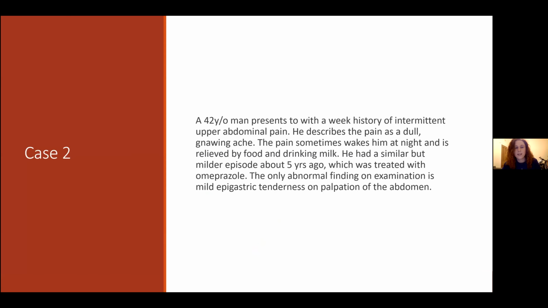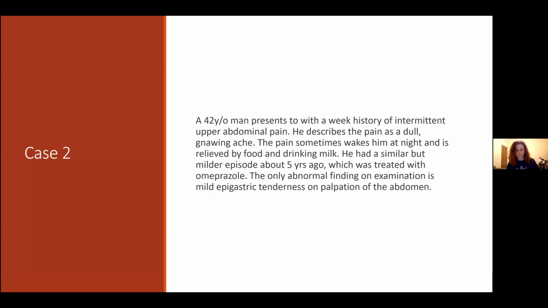Okay. So next to our second case, a 42-year-old man presents with a week of intermittent upper abdominal pain. He describes the pain as a dull, gnawing ache. The pain sometimes wakes him at night and is relieved by food and drinking milk. He has had a similar but milder episode 5 years ago, which was treated with omeprazole. The only abnormal finding on examination is mild epigastric tenderness on palpation of the abdomen. So, can anyone guess what this might be?